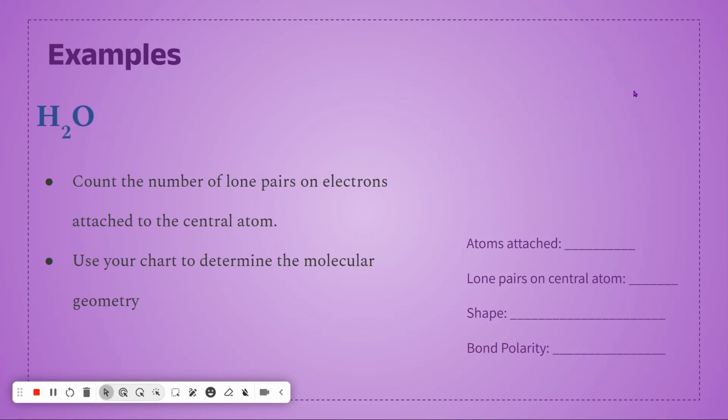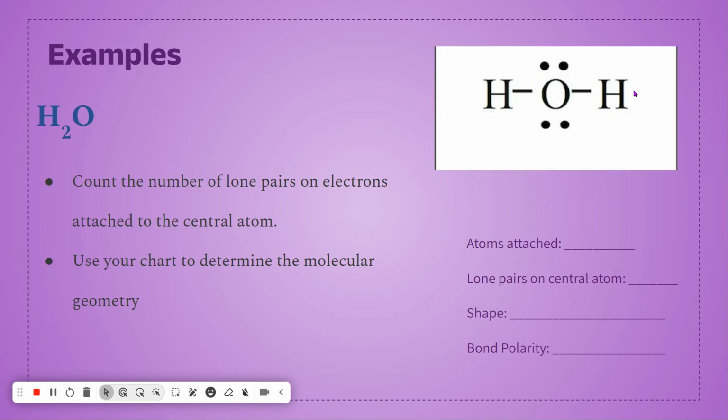All right, let's do another one. H2O. All right, H2O has 2 atoms attached, 2 lone pairs. All right, when the electrons repel each other, the shape is actually going to be bent. Those electrons sit up on top of that oxygen. And then bond polarity, let's see, hydrogen is 2.1, oxygen is 3.5. So that's a difference of 1.4. So that means that that hydrogen-oxygen bond is going to be polar.